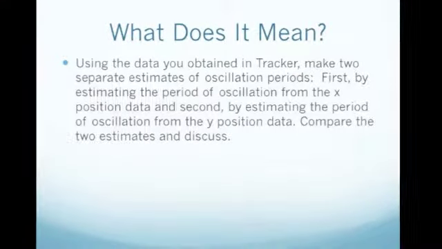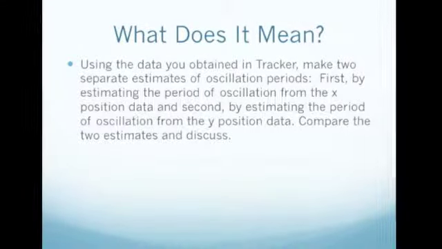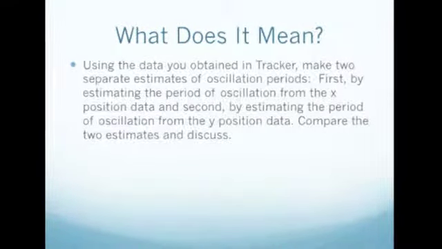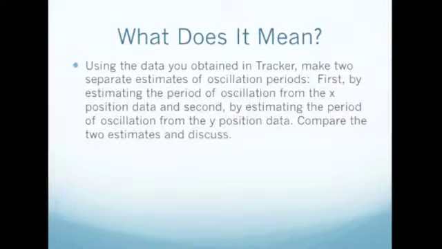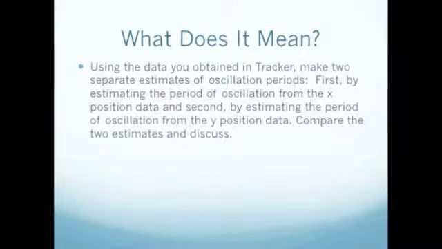Using the data obtained in Tracker, make two separate estimates of oscillation periods. First, by estimating the period of oscillation from the x position, and second, by estimating the period of oscillation from the y position data. Compare the two estimates and then discuss.